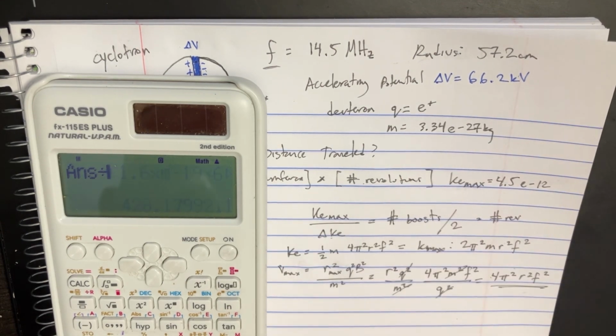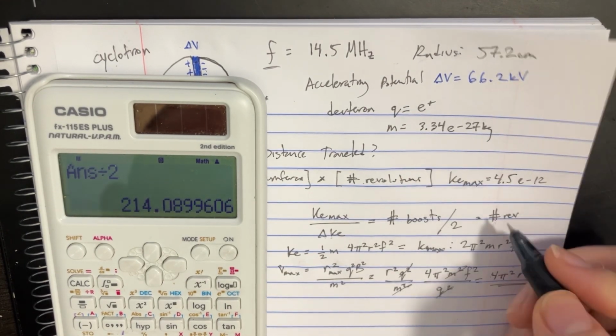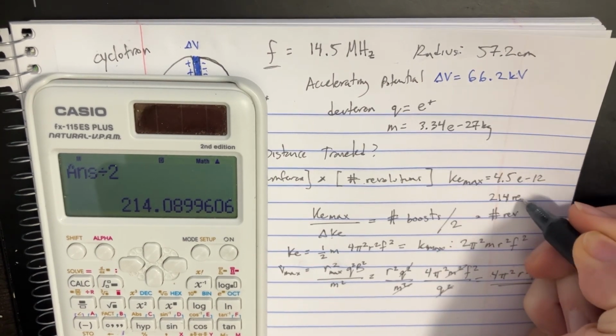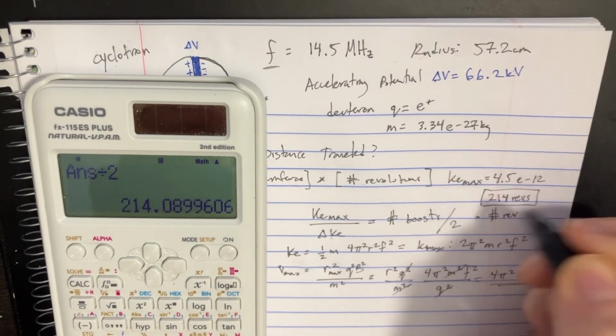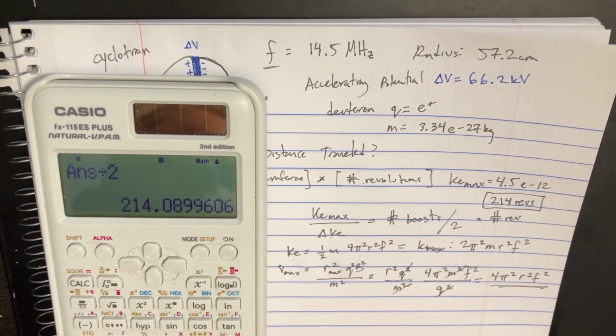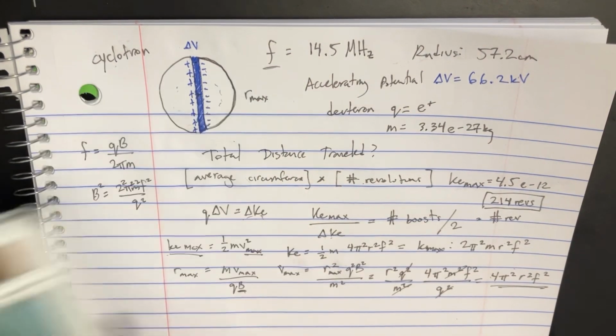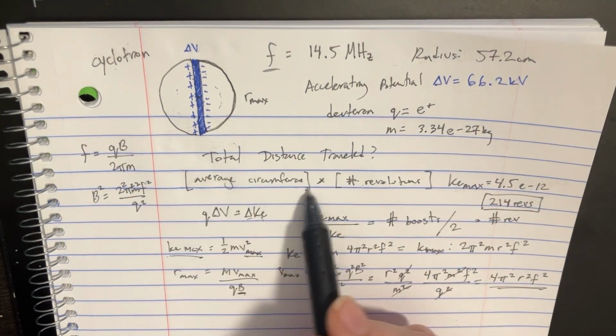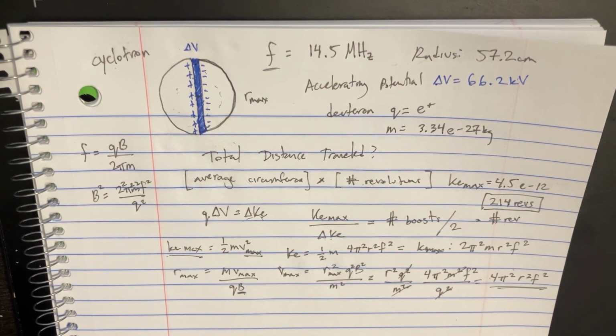We're going to divide that by 2 so that we get the number of revolutions. That would be 214 revs. That's how many times this thing spun around in full circles. So that's cool. But let's also remember that we need to find the average circumference. And then we can finally figure this out.